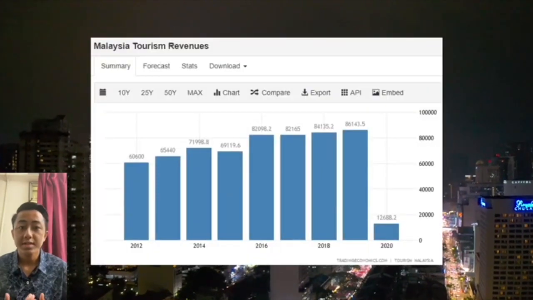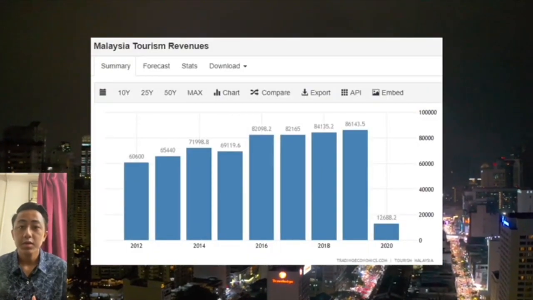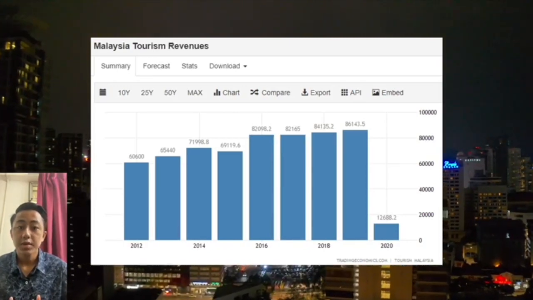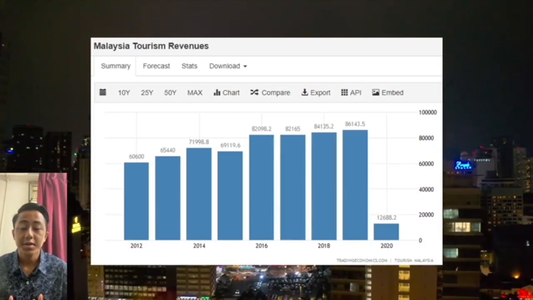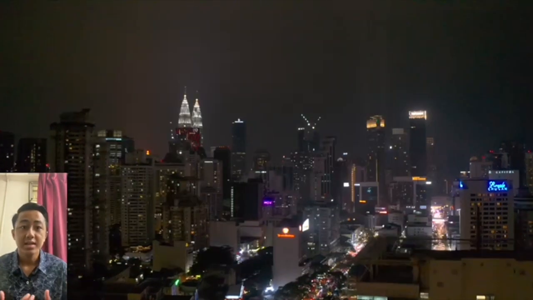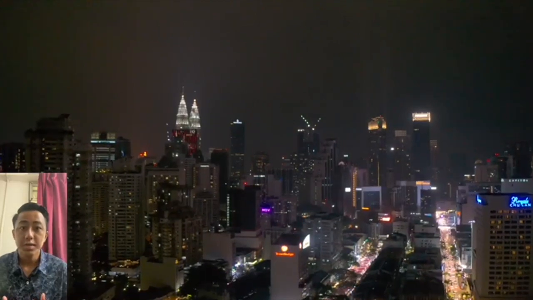Previously, in 2019, we collected almost RM 86,143.50 million, but it fell by 85.27%, which is RM 12,688.20 million in 2020. It clearly shows how critical our economy was during that particular period.